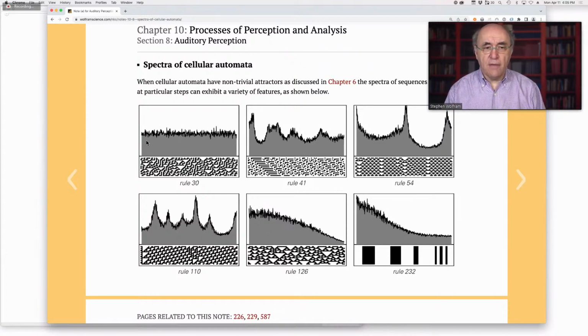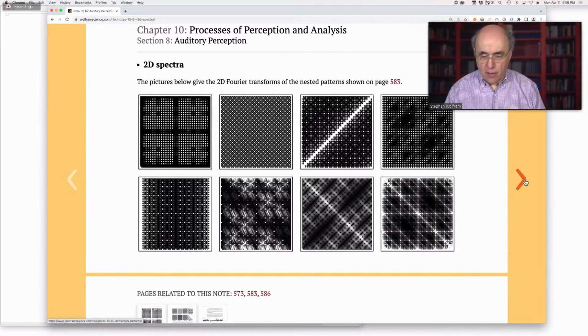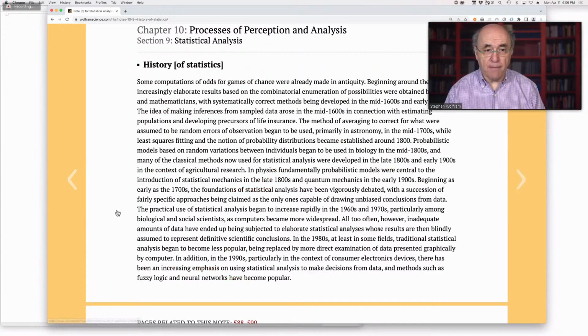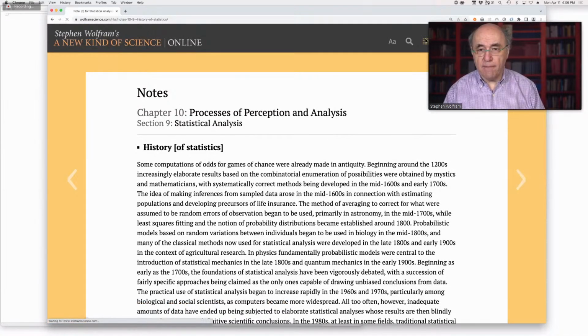And rule 30, its frequency spectrum is in a sense very simple. It seems like it's uniformly random. This is an example of where there's randomness but not complexity, and this is a case where there's complexity too. Even the frequency spectrum is not summarizable by just saying, oh, it's flat and random. Okay, 2D spectra. I talk about diffraction patterns. Okay, all right, and we're on to the next section here.